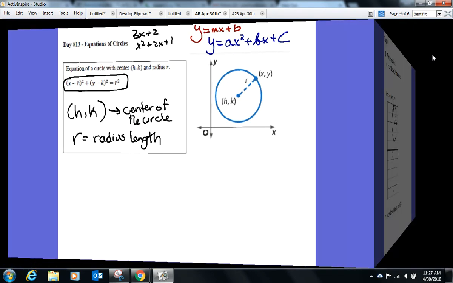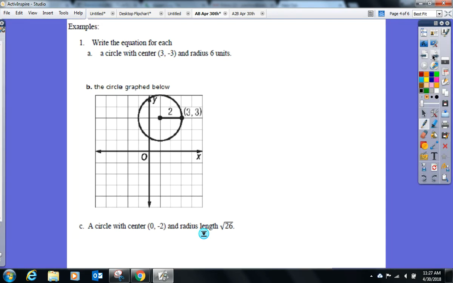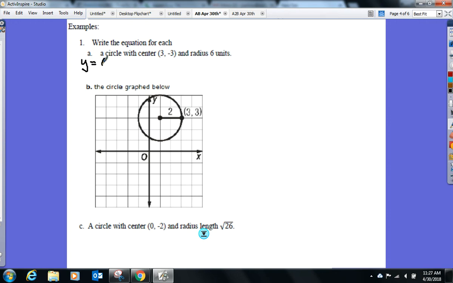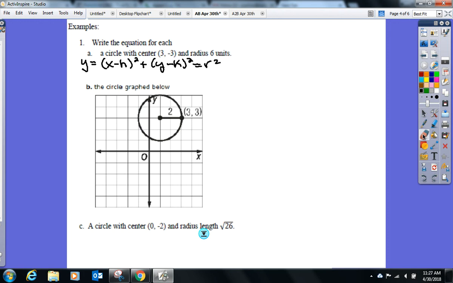And I got some more good news coming up. But before that, I have a circle with a center at 3, -3, and a radius length of 6. Can you write the equation of that circle? So let me put up the basic one right now. (x minus h) squared plus (y minus k) squared equals, I'm sorry, there's no y equals there, equals r squared.